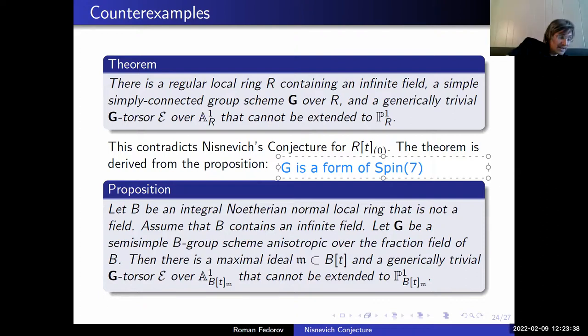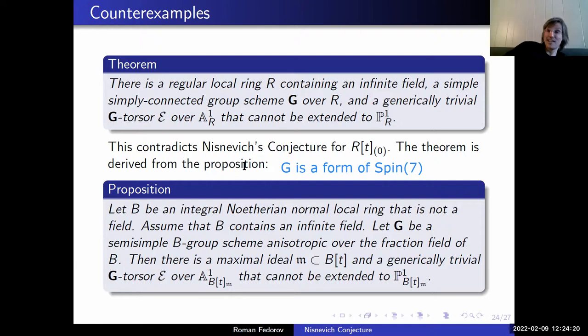And for R, it's kind of clear from this proposition, right? You should take any Noetherian normal local ring that is not a field. So for example, you can take the localization of K[T] at zero. And then you have to go one dimension above, right? So R will be two-dimensional, a localization of a two-dimensional thing.